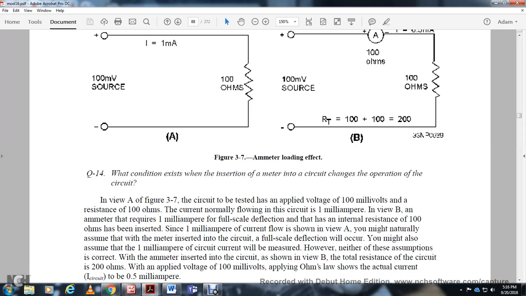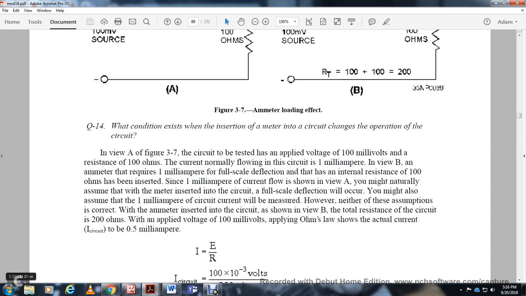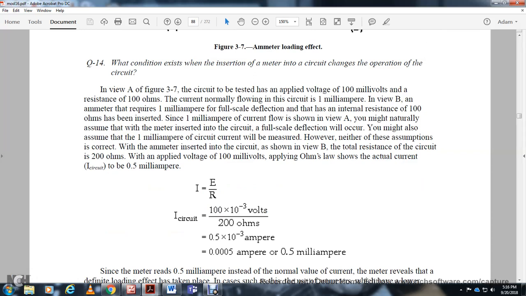With the ammeter inserted in the circuit as shown in view B, the total resistance of the circuit is 200 ohms, applied with a voltage of 100 millivolts. Ohm's law shows the actual current of the circuit to be half a milliampere. The circuit current is equal to the voltage over the ohms, equal to 100 times 10 to the minus 3 volts over 200 ohms, or 0.5 times 10 to the minus 3 amps, or 5/10,000 of an amp, or 0.5 milliamperes.